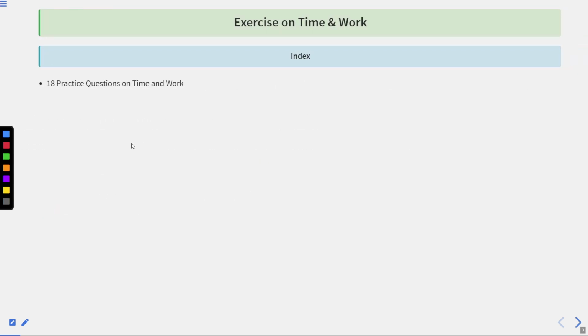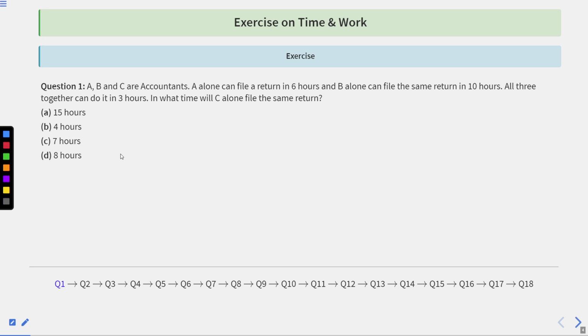So in this lecture, we are going to see 18 practice questions on time and work. So let us get started with the first question.